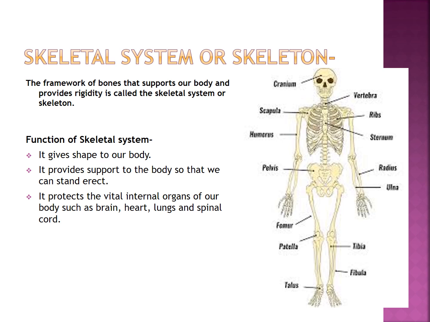As you can see in the picture given here, we have varieties of bones. The bones are of different shapes and sizes. An adult human being has 206 bones. A newborn baby has more than 300 bones, and as the child grows, some bones join together, and hence the number reduces to 206.